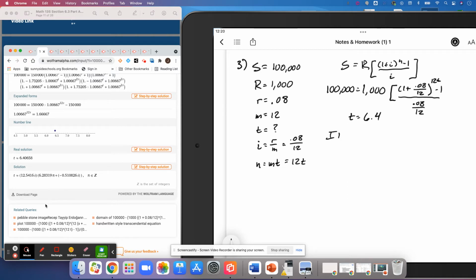It will take 6.4 years for the business to have $100,000 in the account.